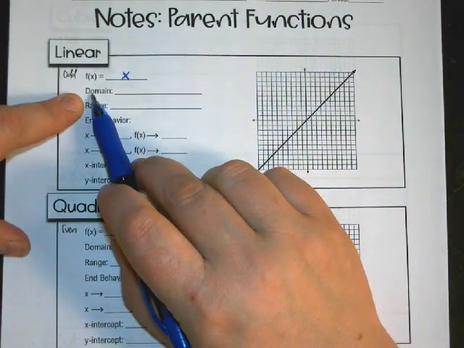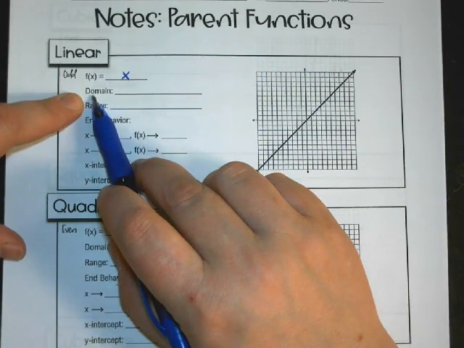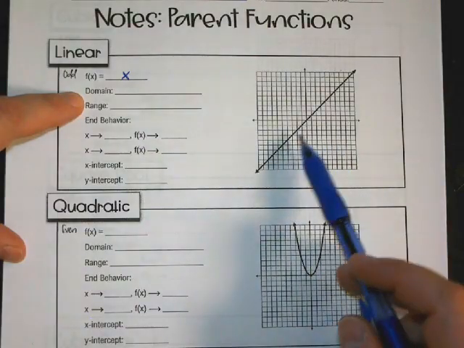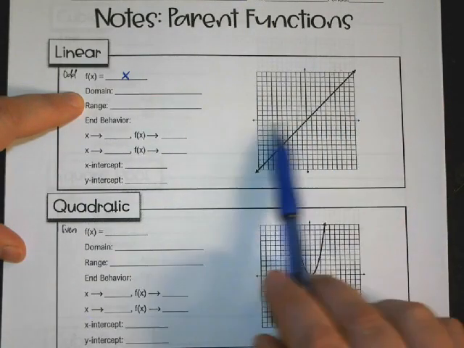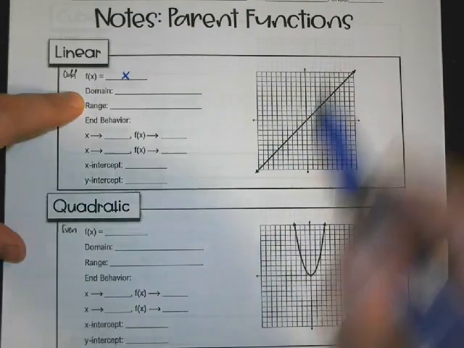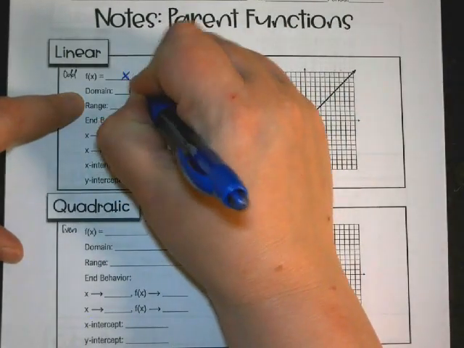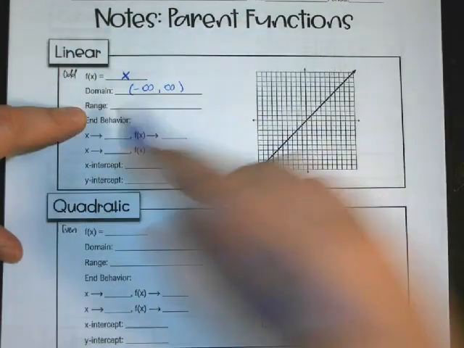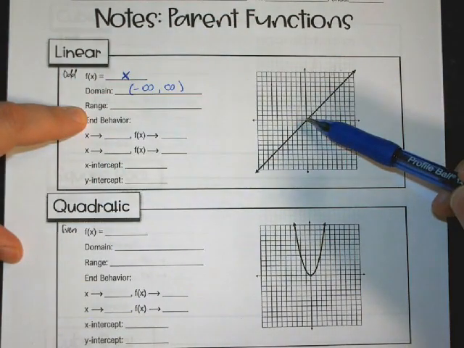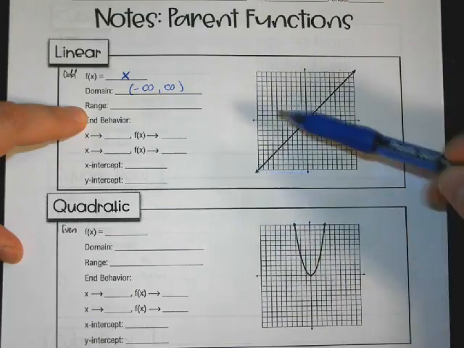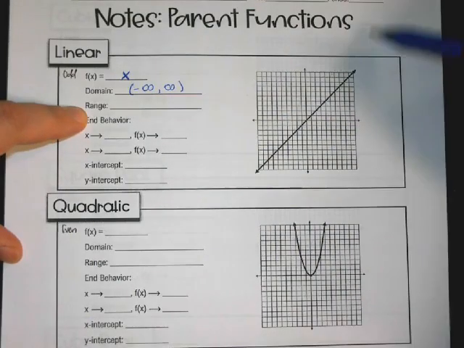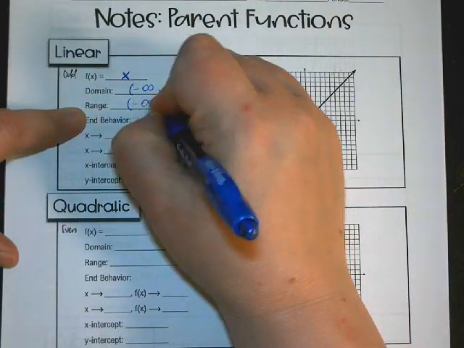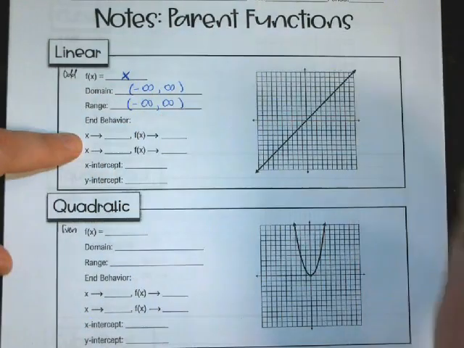Domain is the set of things that we can put in for x. If we look at our graph, we don't have any restrictions. We can put in any value of x and it'll be just fine. So our domain is going to be negative infinity, positive infinity. In the same way, the values of y that we can get out are going to go down here, negative infinity, all the way up here to positive infinity. Our range will also be negative infinity to positive infinity.